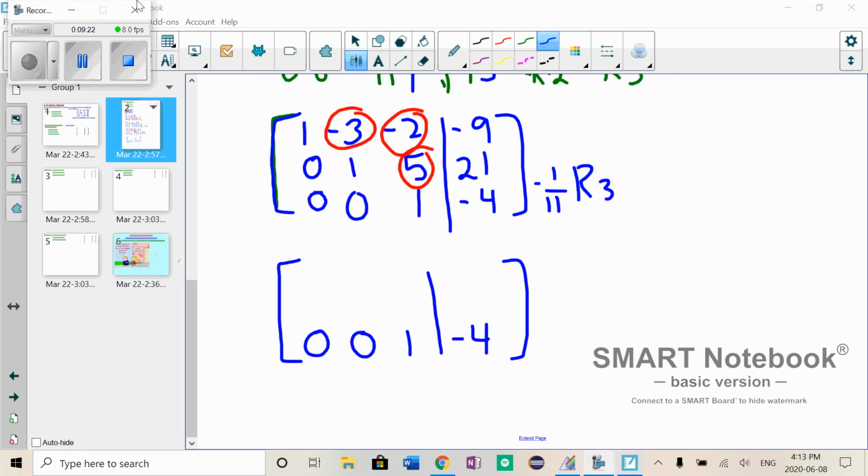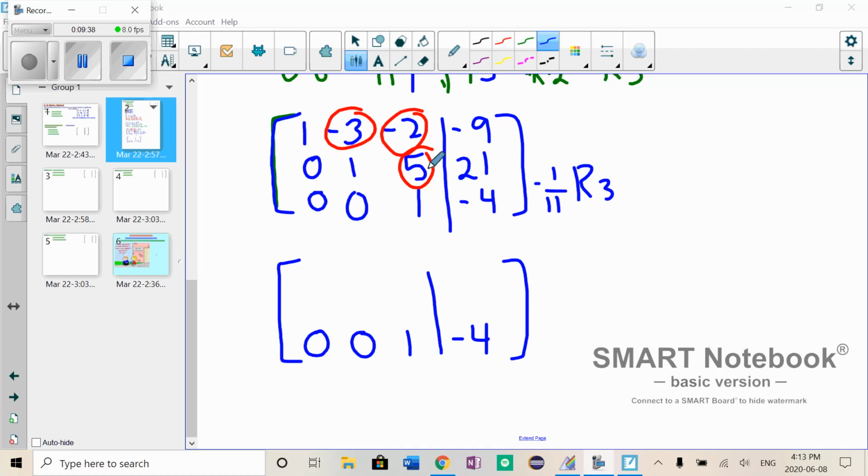So I've circled here what I want to clear out. I'm going to clear out this guy. Notice this is actually an answer for z, by the way. This really means no x's plus no y's plus 1z equals negative 4. This row tells you that z is negative 4. So you're 1/3 of the way to your answer.